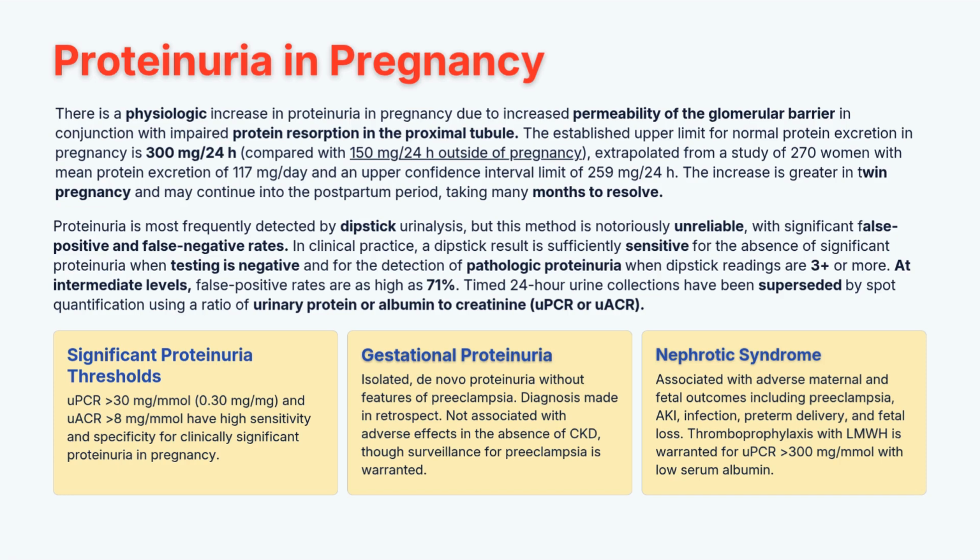In routine practice, dipstick urine analysis is often used first, but is not very reliable. A negative dipstick is useful for excluding significant proteinuria, while readings of 3 plus or more are more likely to reflect clinically important proteinuria. Intermediate dipstick readings can be misleading and have high false positive rates. For that reason, spot urine protein to creatinine ratio or albumin to creatinine ratio is generally preferred over 24-hour urine collection. Significant proteinuria in pregnancy is usually defined as urine protein to creatinine ratio greater than 30 milligrams per millimole, or about 0.3 milligrams per milligram.